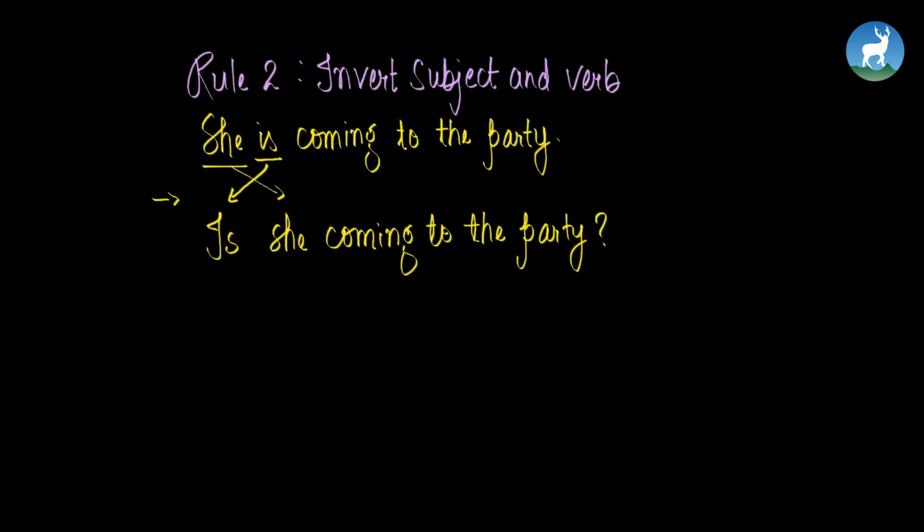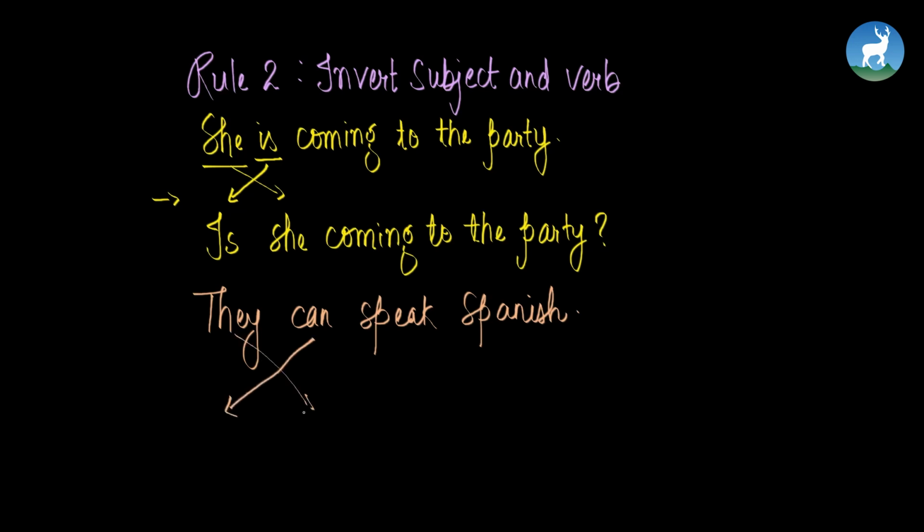Let's take one more example. Let's see a sentence. They can speak Spanish. Now what do we do? We just invert the subject and verb. Can and they change the positions. Can they speak Spanish? Question mark. Now we just have formed another yes or no question. Now let's see some more sentences and try converting them to yes or no questions.